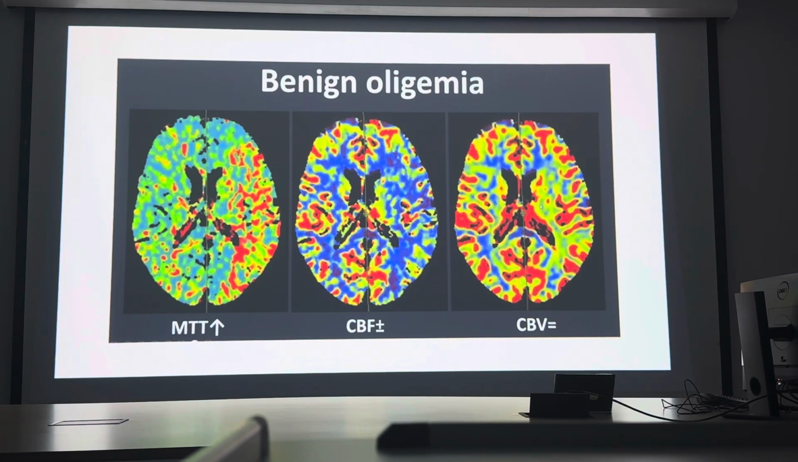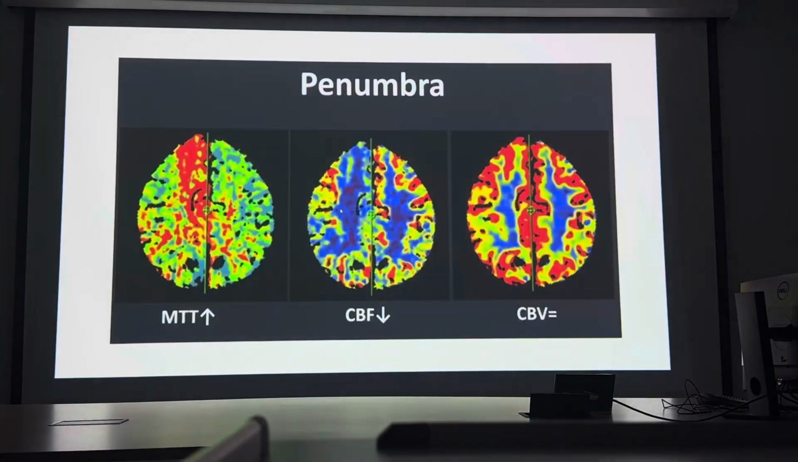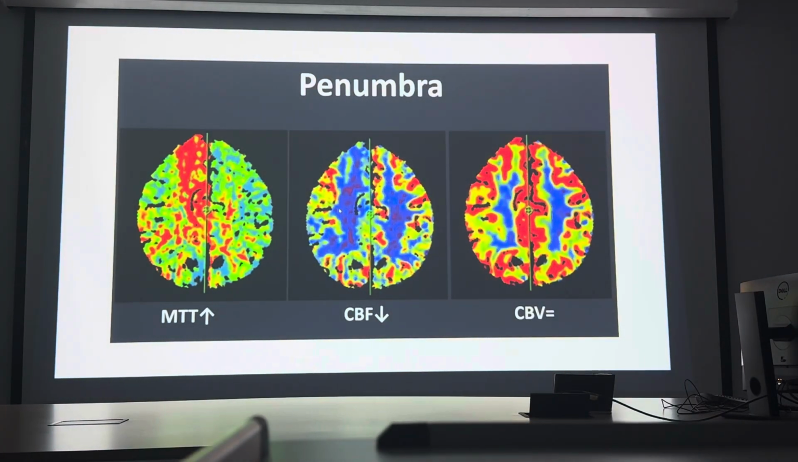So we are left with only increased time with normal flow and normal volume, and this is what we say about the benign oligemia, which is the earliest phase and almost totally reversible, and the patient is asymptomatic, although it cannot be ignored. We'll see an example later on that if you ignore this finding, the infarction will progress and the results will be hazardous. Second example. This is an example of penumbra.